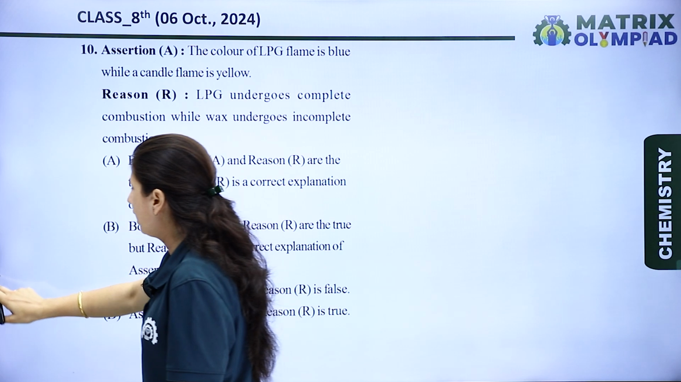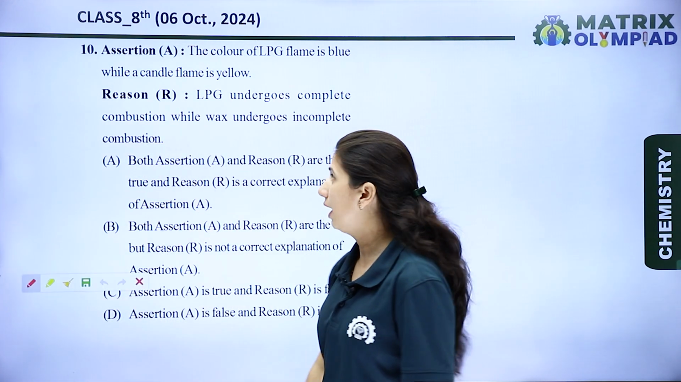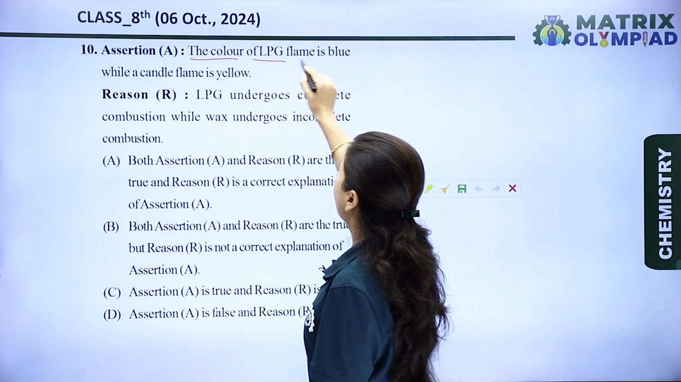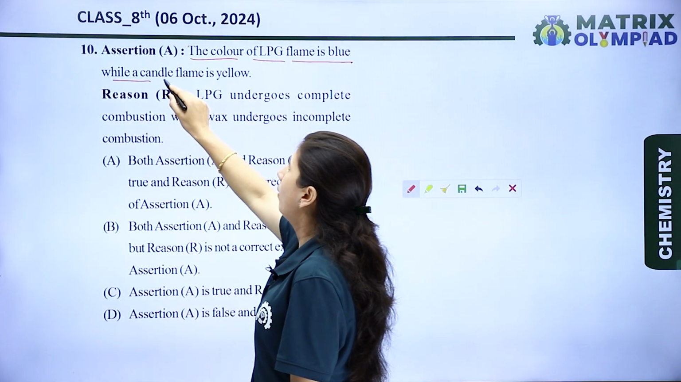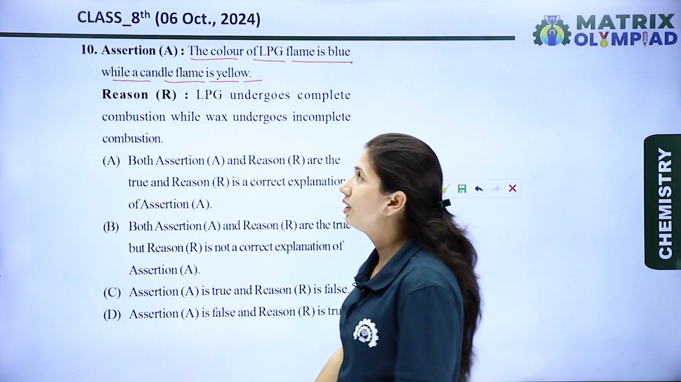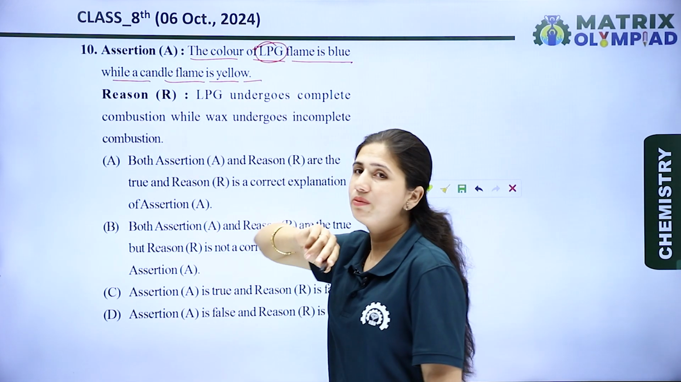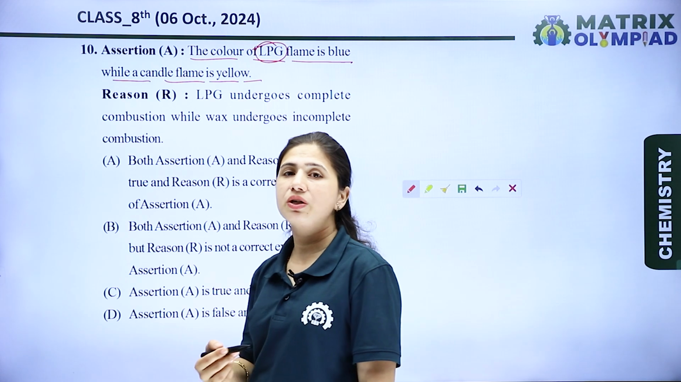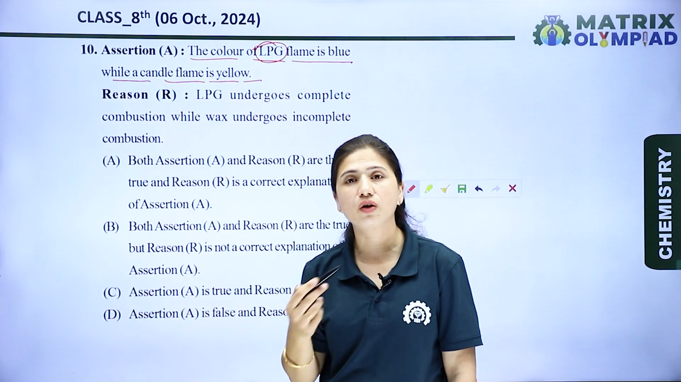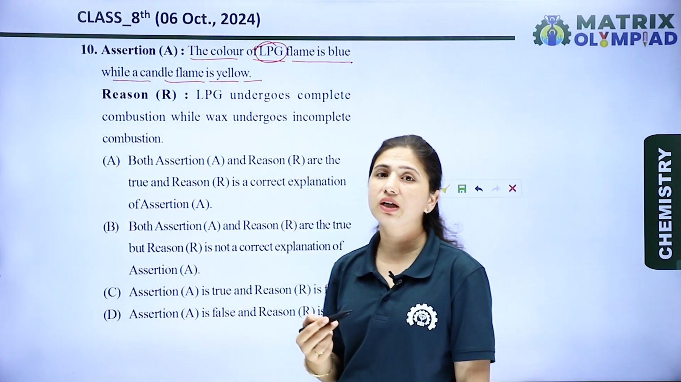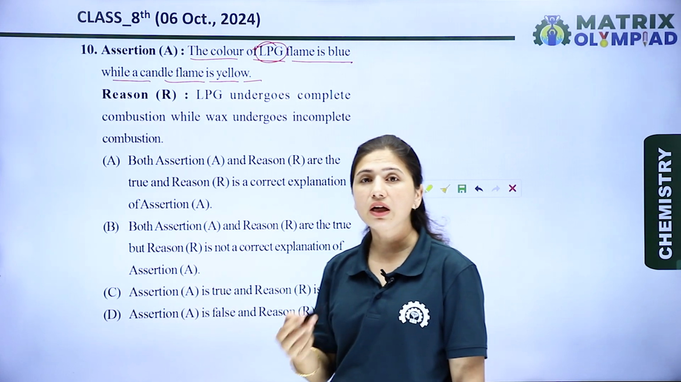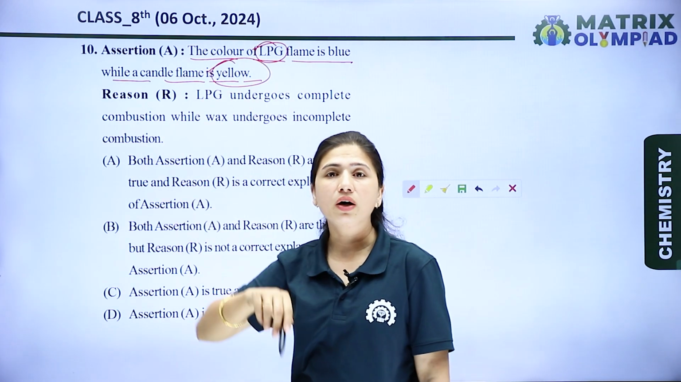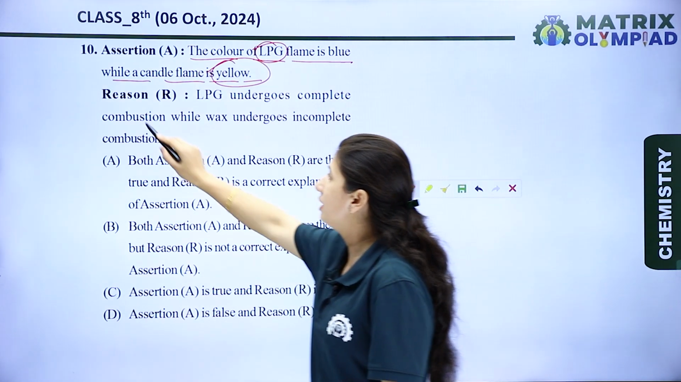The next question is an assertion-reason type question. The assertion is: the color of LPG flame is blue while a candle flame is yellow. Yes, the color of the LPG flame is blue because of complete combustion. When the complete combustion reaction takes place, the color of the flame is blue. But when incomplete combustion takes place, it is yellow or orange. Now let's see the reason.